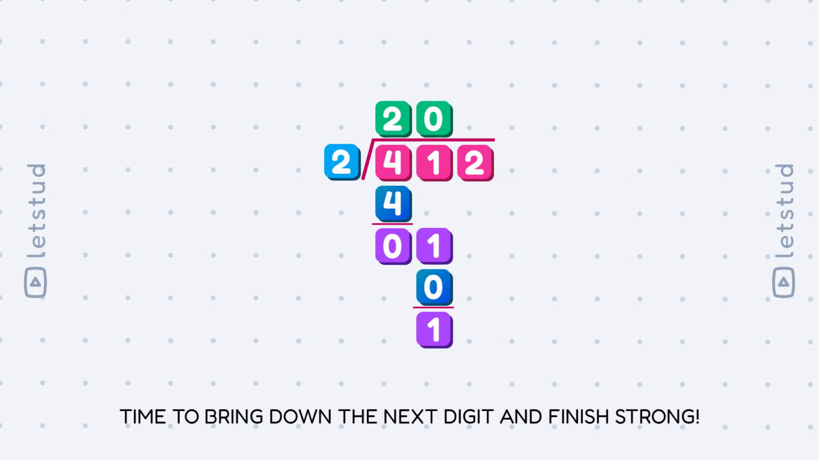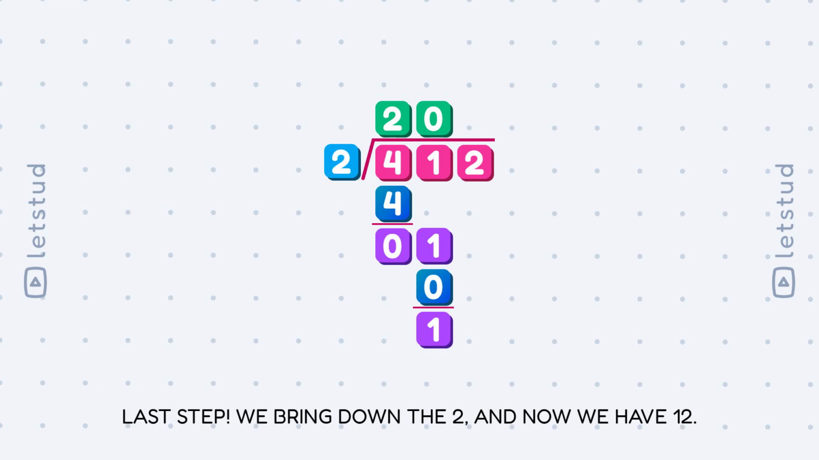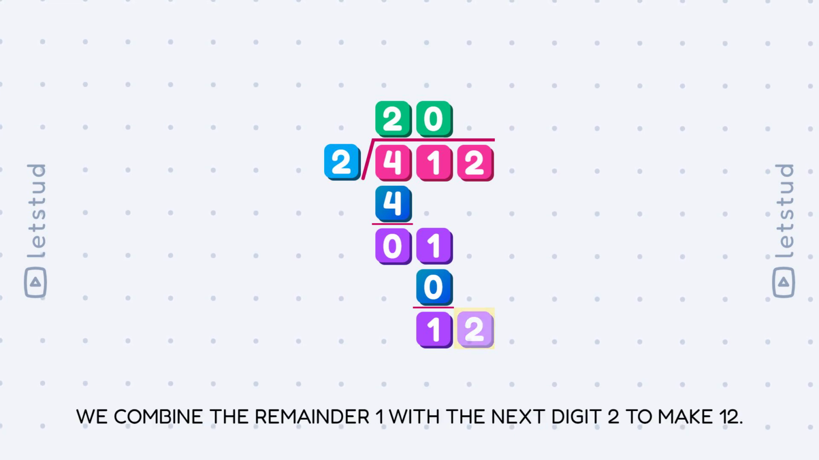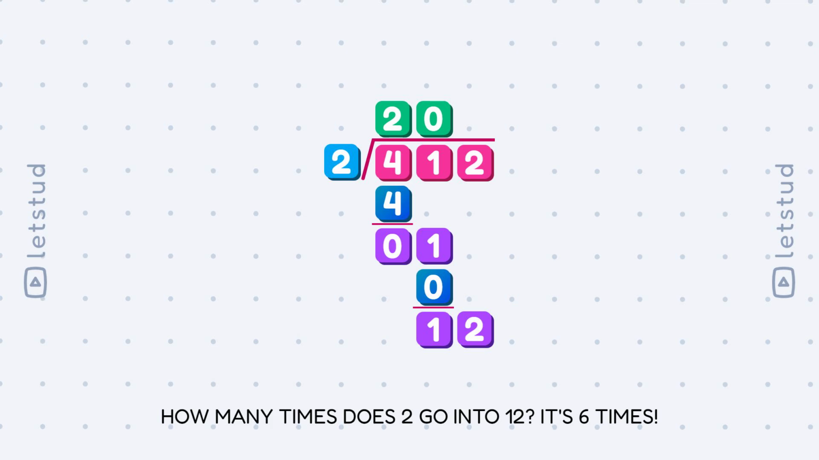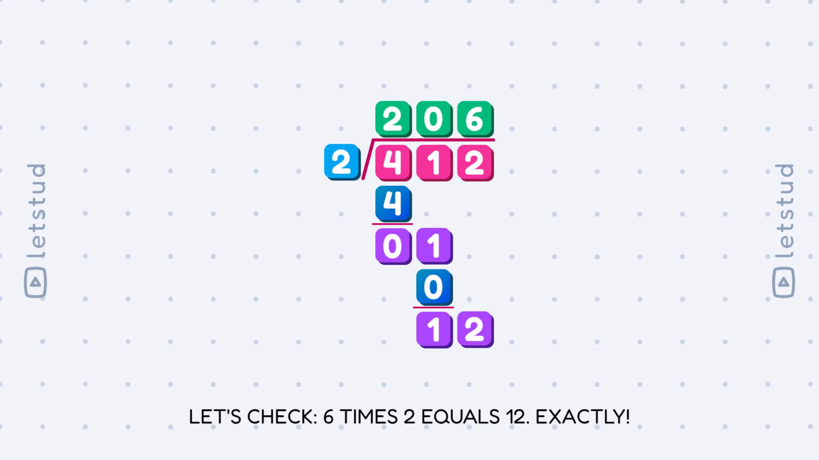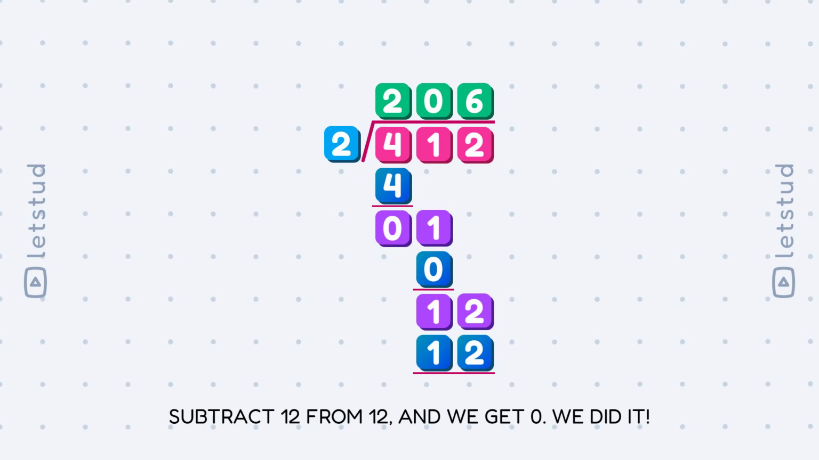Time to bring down the next digit and finish strong. Last step, we bring down the 2 and now we have 12. We combine the remainder 1 with the next digit 2 to make 12. How many times does 2 go into 12? It's 6 times. Let's check: 6 times 2 equals 12 exactly. Subtract 12 from 12 and we get 0, we did it.